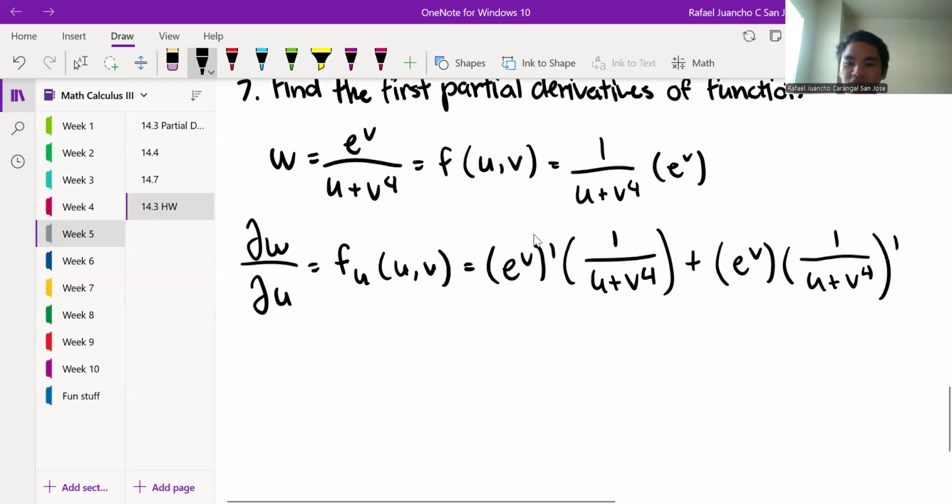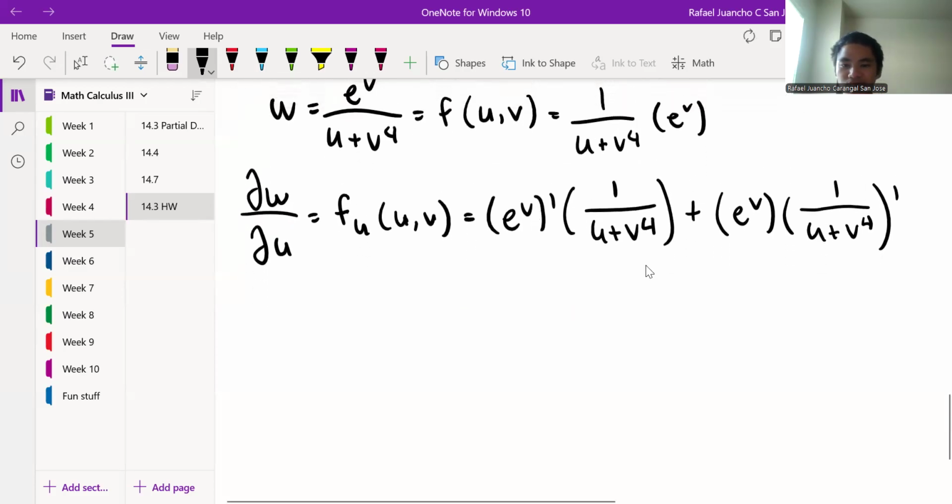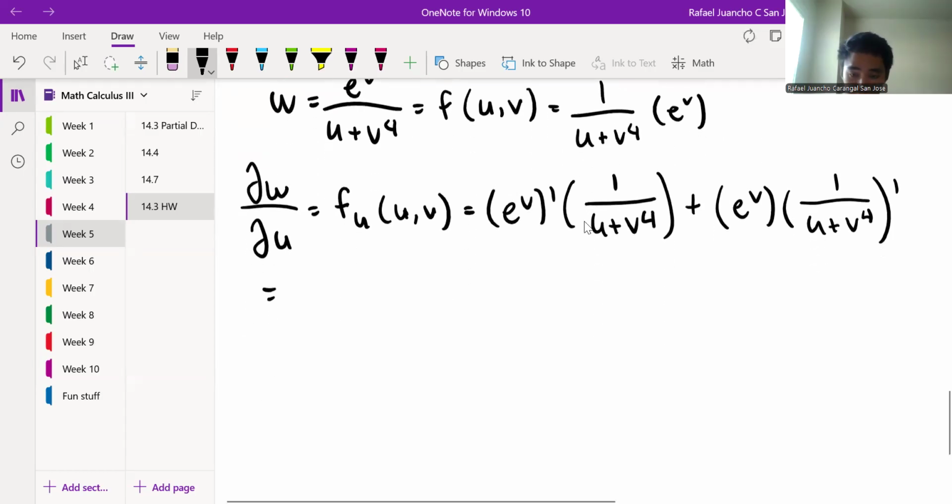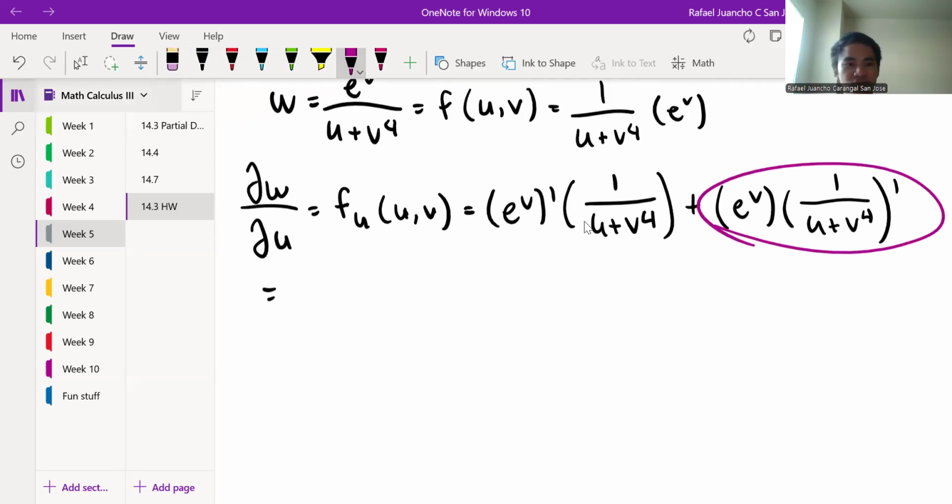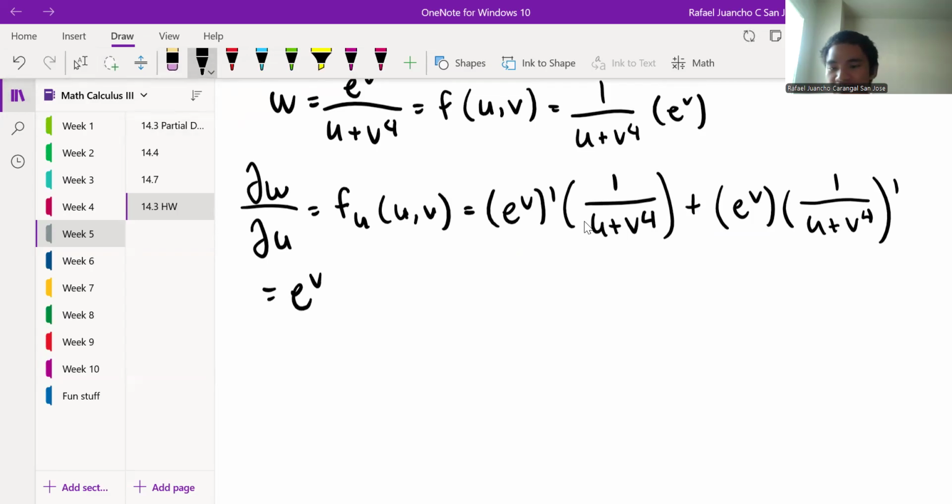And so what's this going to be? Well, e to the v is a number, right? So if that's a number, well, I would get what? 0. And if I multiply this, I get nothing, basically. So I'm left with this. I'm left with this. So what's that going to be? I get e to the v, so copy. Here I take the derivative of this.